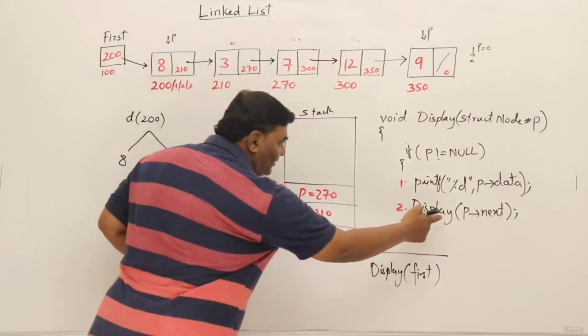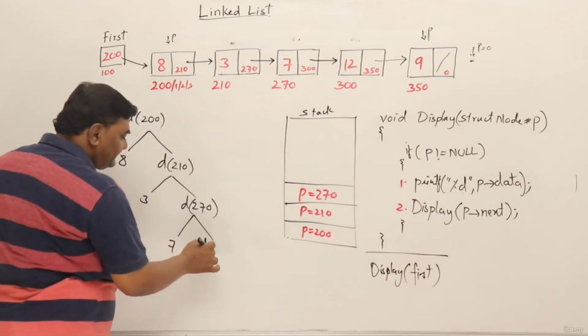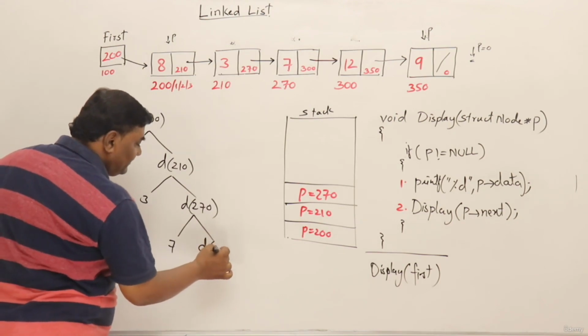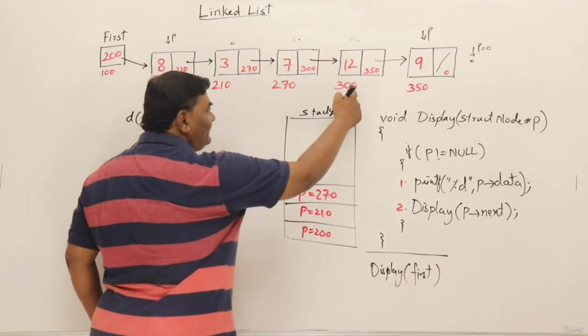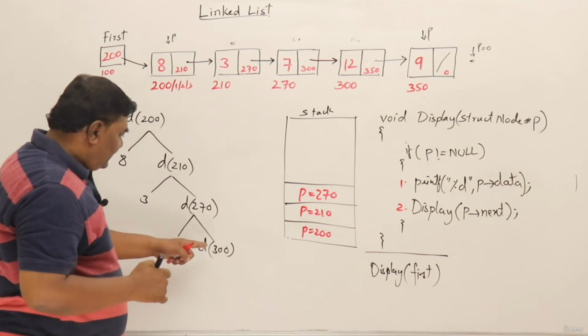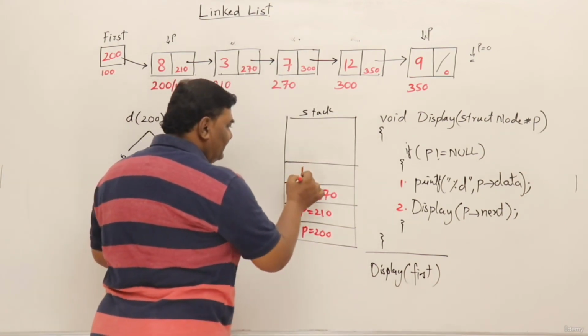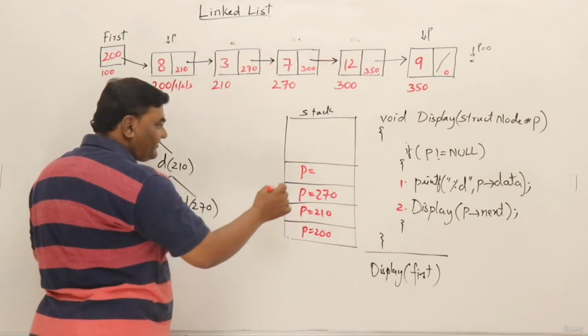Then the second step, call itself for the next node. So what is next here? 300. Call upon 300. This 300 is the address of the next node. So again there is a fresh call. Again a new activation record is created and the pointer p will have the address 300.